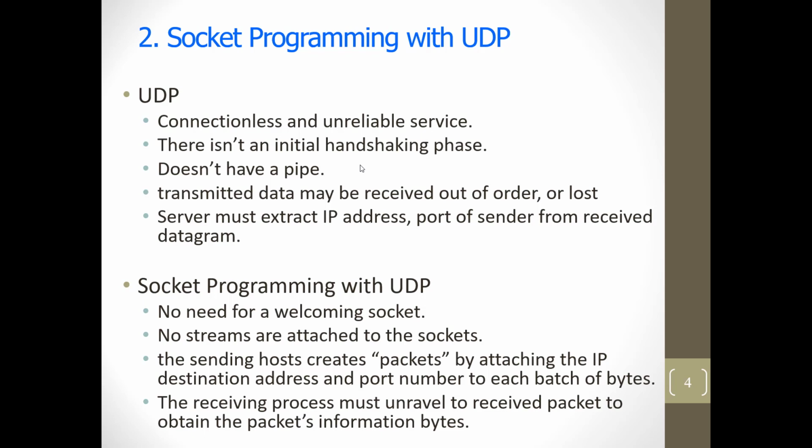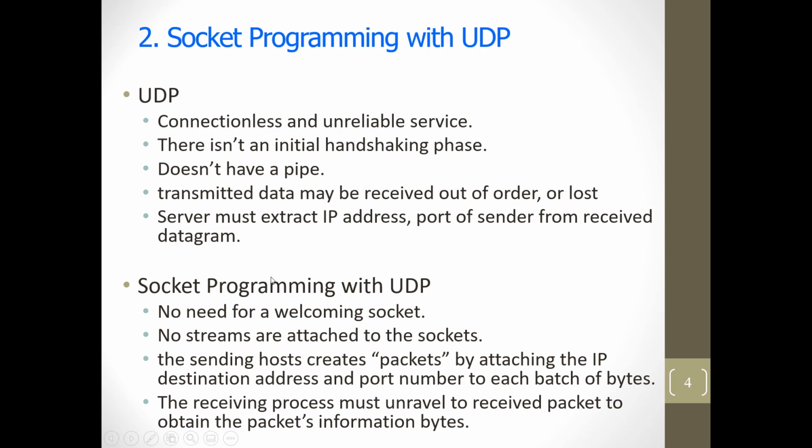Transmitted data may be received out of order. Whatever data you send in order, at the receiving end it is not going to be received in the same order. And sometimes the data may be lost. The server must extract the IP address and port of the sender from the received datagram. So if any packet is received, from that particular packet the server is going to learn the IP address and port number.